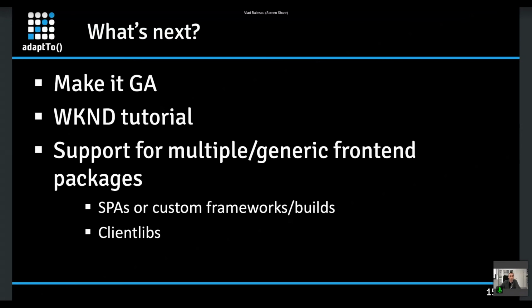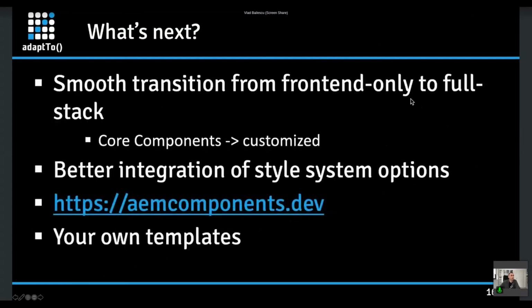And perhaps at some point, you might even use it in your projects as a replacement for client libs. So you can generate everything in Jamstack style ahead of time when you build your project, your website. And we also are looking at how to make those transitions smooth from the front-end only development to full stack. So you can start using your customized components, not just the vanilla core components. And yeah, we'd like to help people better integrate the style system options for the front-end development so that you can keep your available styles in sync with the CSS and the JavaScript changes.